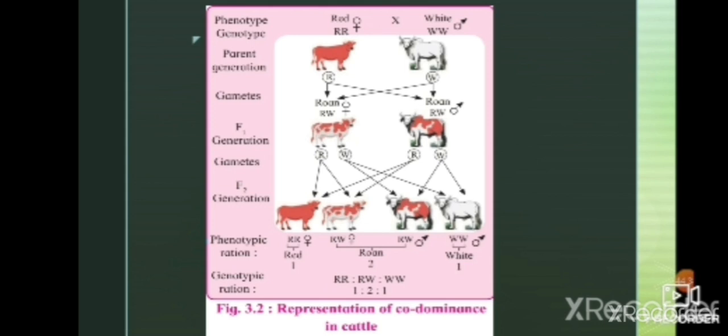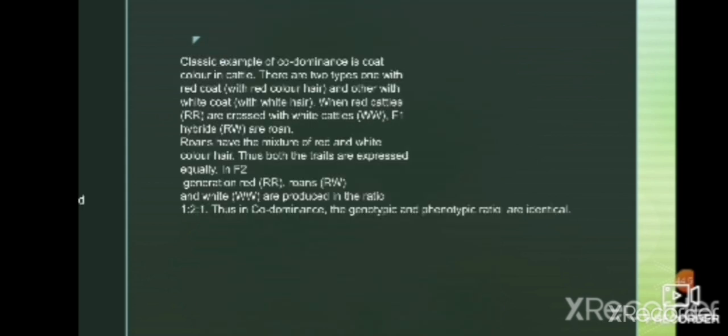And in codominance, phenotypic ratio and genotypic ratio are the same, that is 1 as to 2 as to 1. That is proved by cattle in codominance. Classic example of codominance is coat color in cattle. Here we explain this codominance.